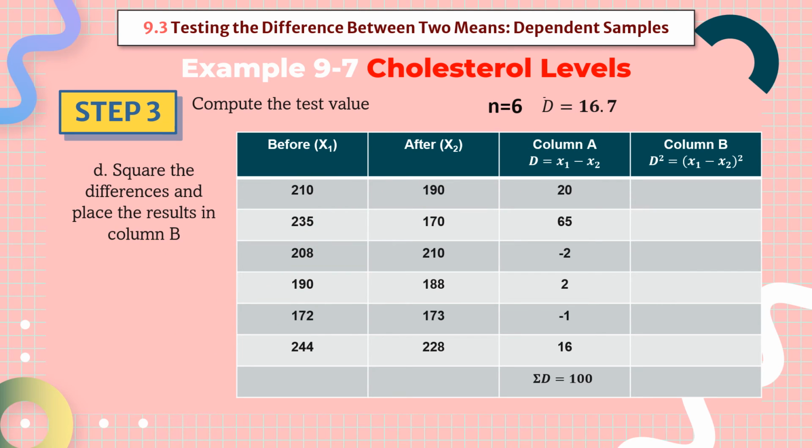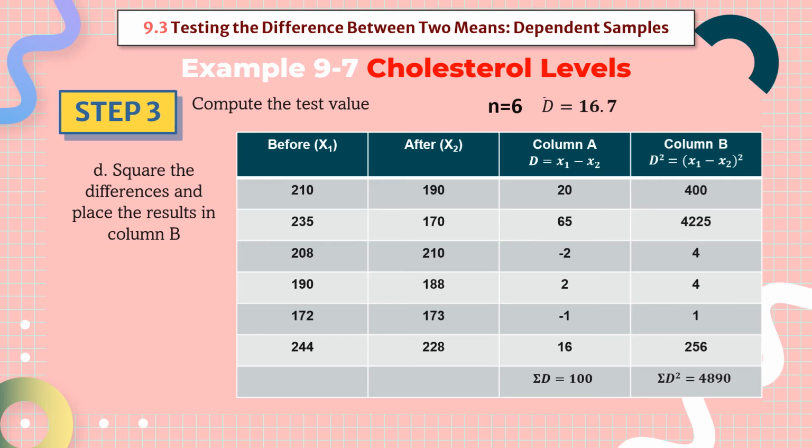Next step is square the differences and place the results in column B. For column B, we square the values that we got for column A. We have D squared. We have 20 squared is 400. 65 squared is 4,225. Negative 2 squared is 4. 2 squared is 4. Negative 1 squared is 1. 16 squared is 256. And then we add all our values in column B.